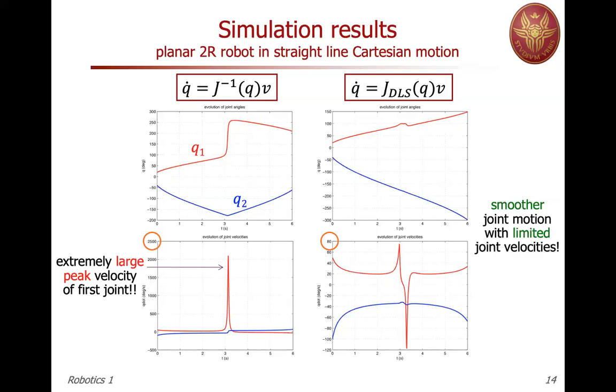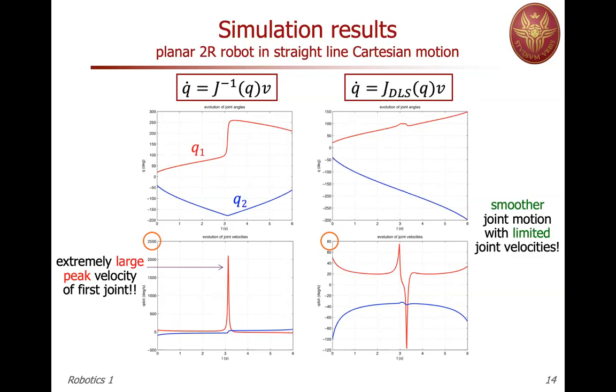Now, if you look at the joint velocities, on the left-hand side you have a peak which reached 2000 degrees per second, so certainly not realizable, but I wanted to keep this for comparison. Look at what happened with the damped least square. We have joint velocities around 80 degrees per second, so fully normal, like before. The price to pay is that we have an error. But certainly the right-hand side will be implementable and the left-hand side not.